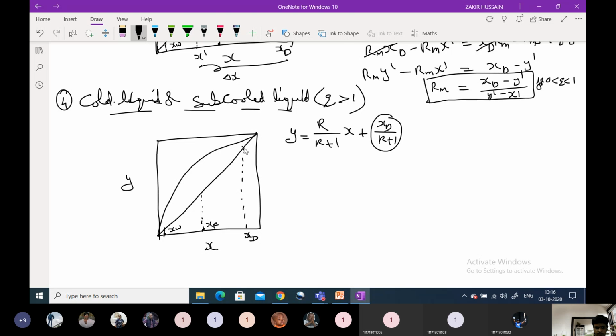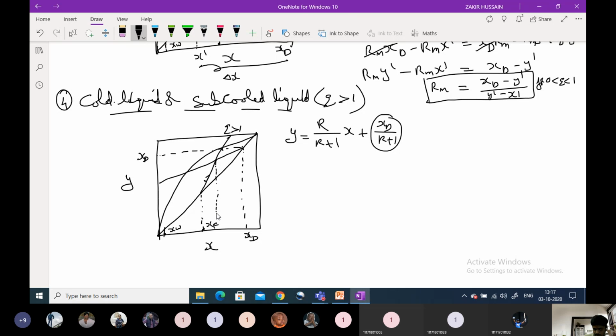Then we just meet both points with a straight line. Then for q greater than 1, our q line equation will come like this. After the q line, we need to project this xd value to this side. Since it is up to the diagonal, it is also xd. Q is greater than 1, meaning there is an intersection point here with the operating line.